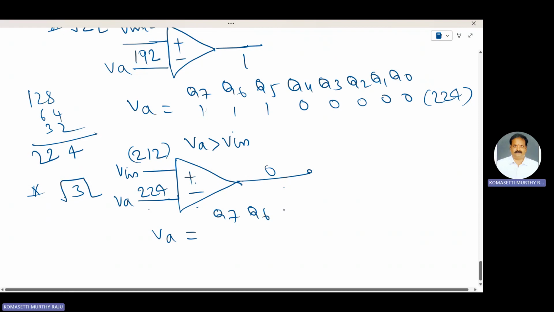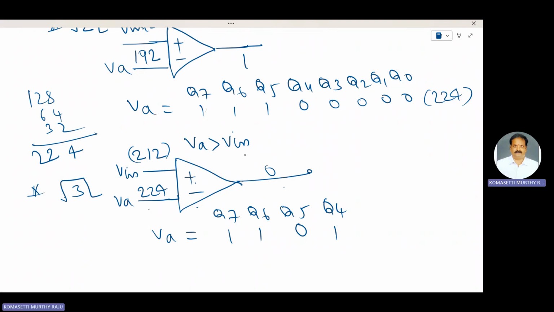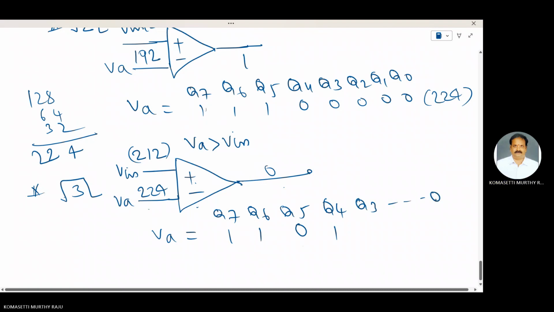Q7 completed. Q6 is also completed. Coming to Q5, Q5 is changed to 0. That is, Q4 is 1. If VA is greater than Vn, that particular bit Q5 is 0. Q4 is set. Q3 to Q0 all are zeros.